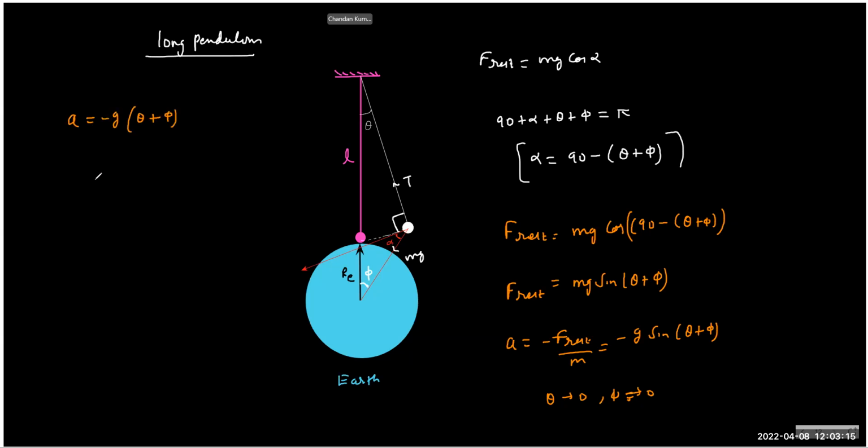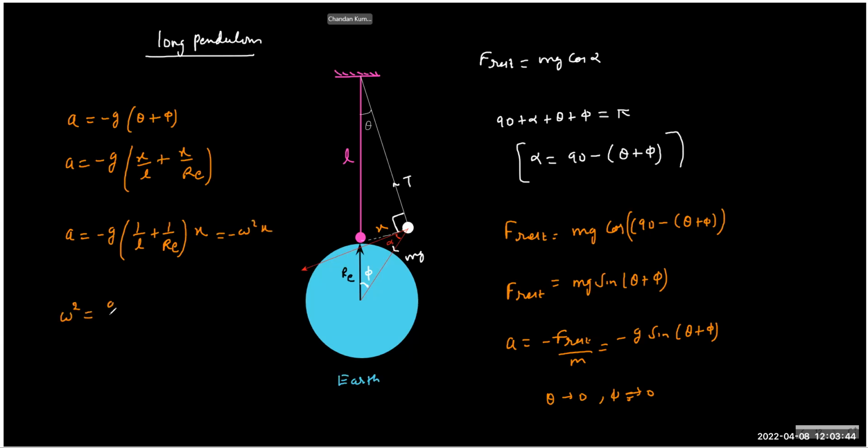Now that's a very interesting change from the previous derivation. We can call the displacement x. Now what is interesting is we can write theta equals x by L, the way you used to write earlier. But phi we also have to write, and phi we can write as x by R_E. That's the change. So the acceleration comes out to be minus g (1 by L plus 1 by R_E) x. Now if you compare with minus omega square x, omega square turns out to be this value, and you can see the time period will have a very drastically different formula.